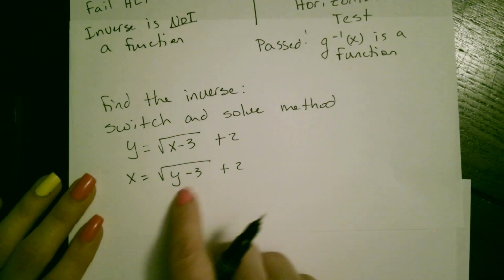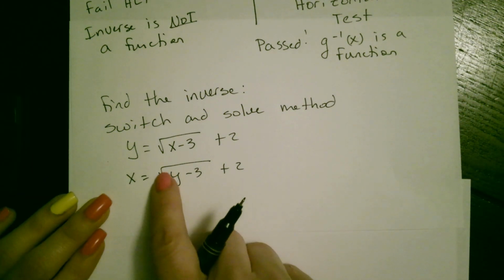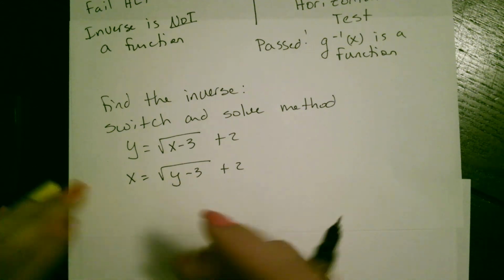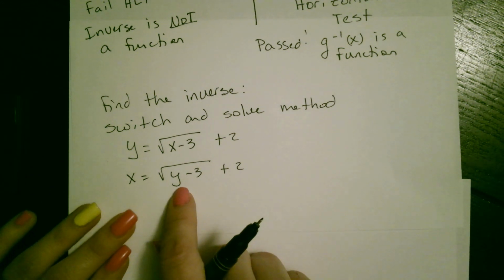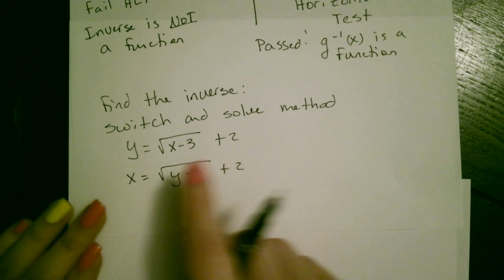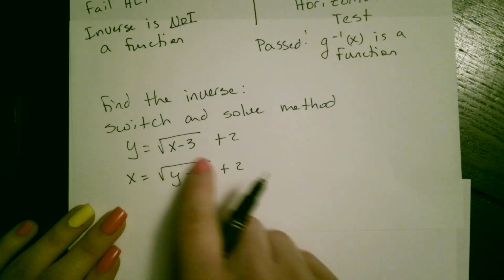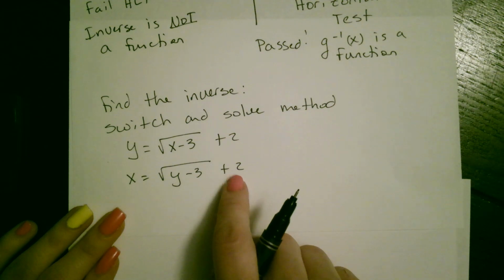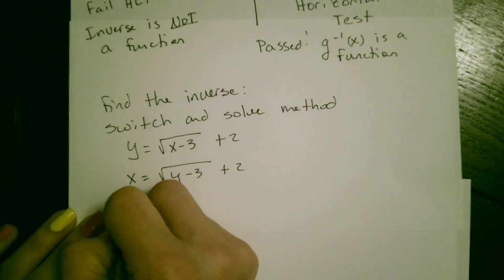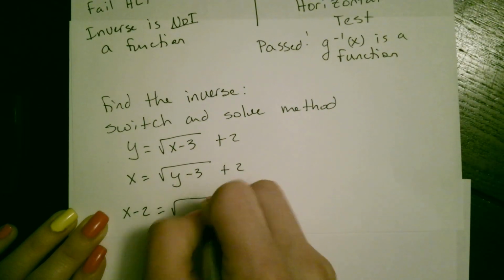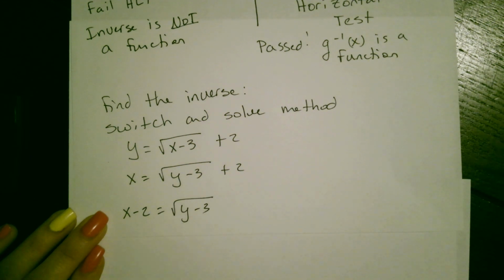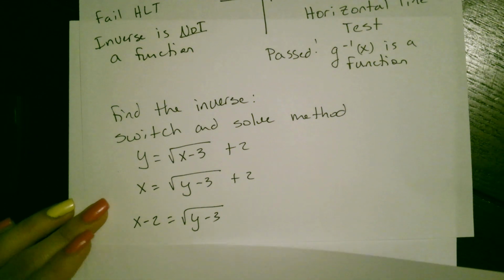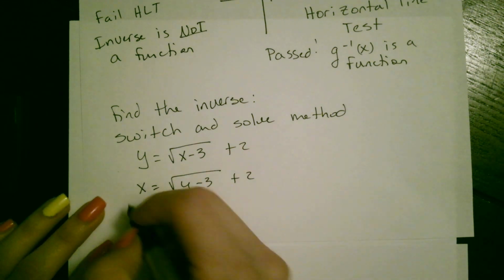This is a square root function. To get rid of a square root, I need to square it, right? Those are inverse operations, so they'll undo each other. But in order to square it, I need the square root all by itself first. So I need to get rid of the plus 2 since it's on the outside. So I will subtract 2 from both sides. So I get x minus 2 equals the square root of y minus 3. I now have that square root all by itself, so I can go ahead and square both sides.